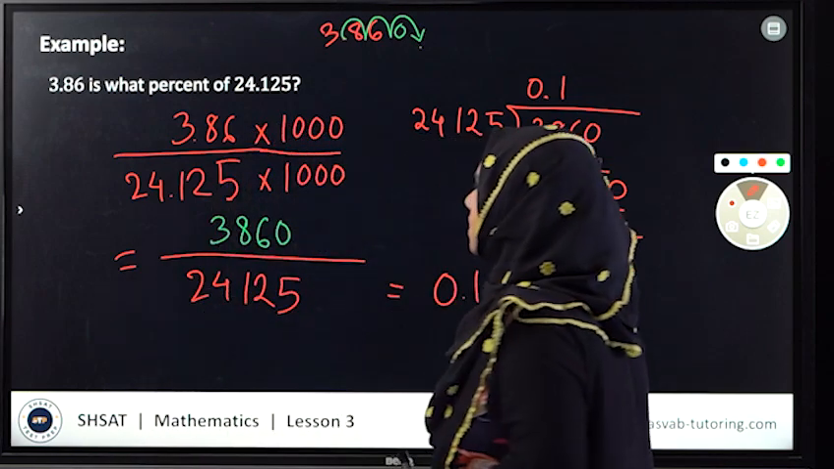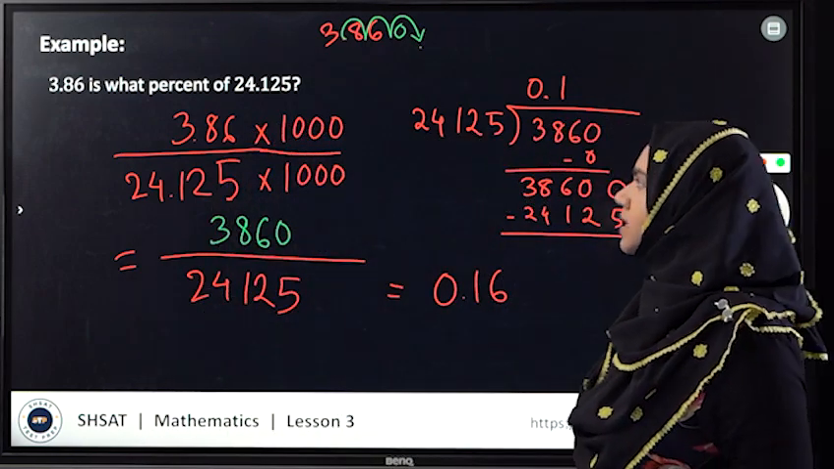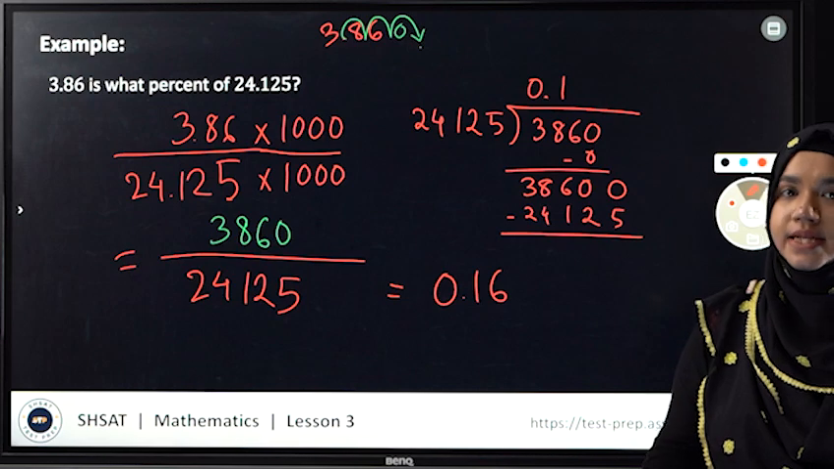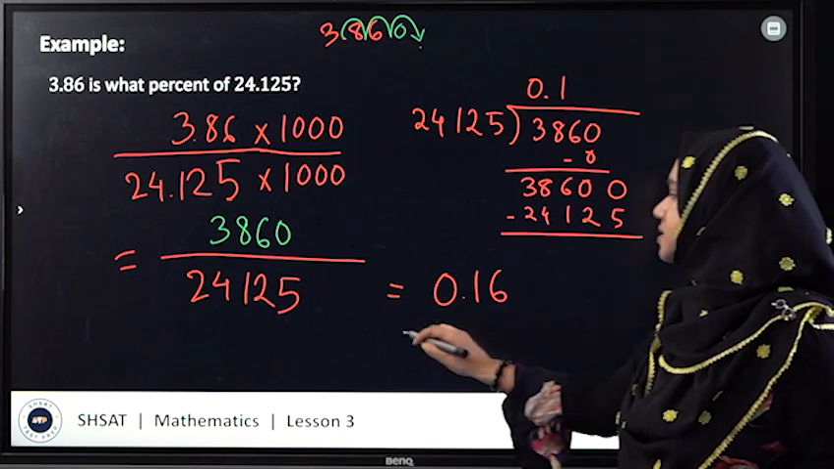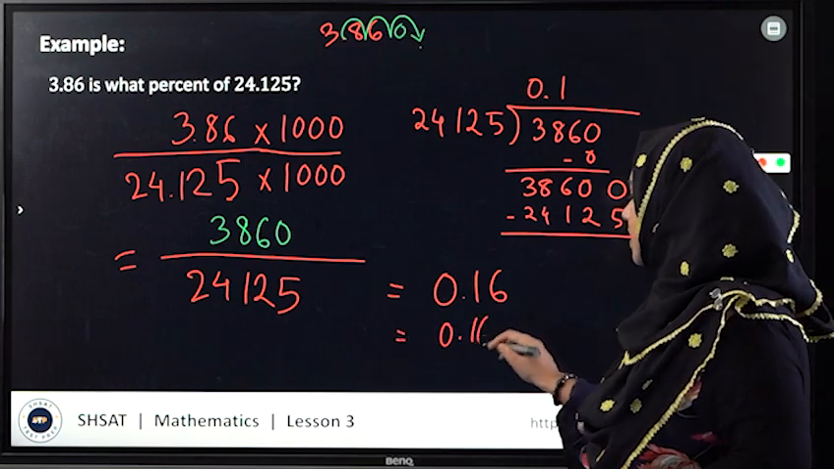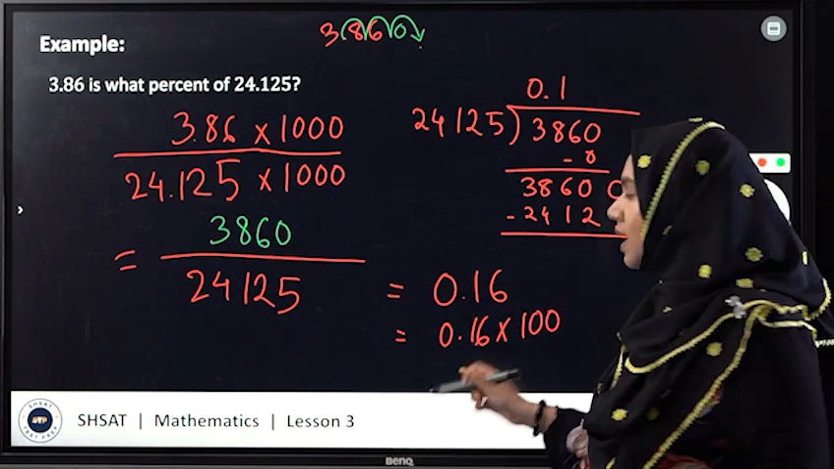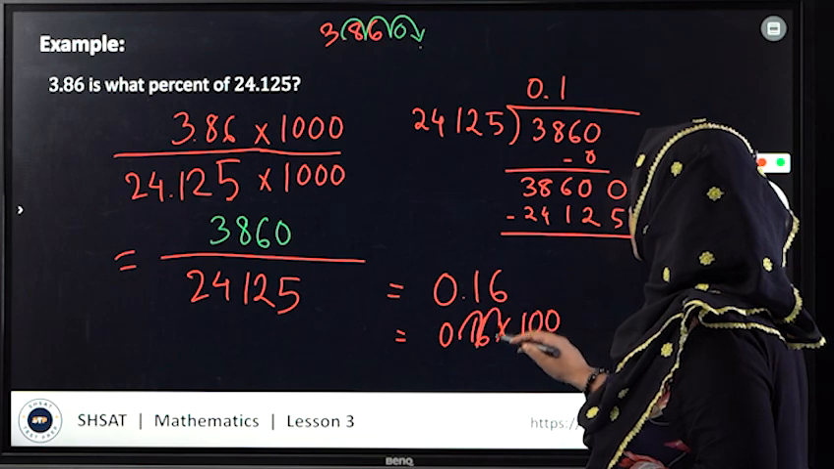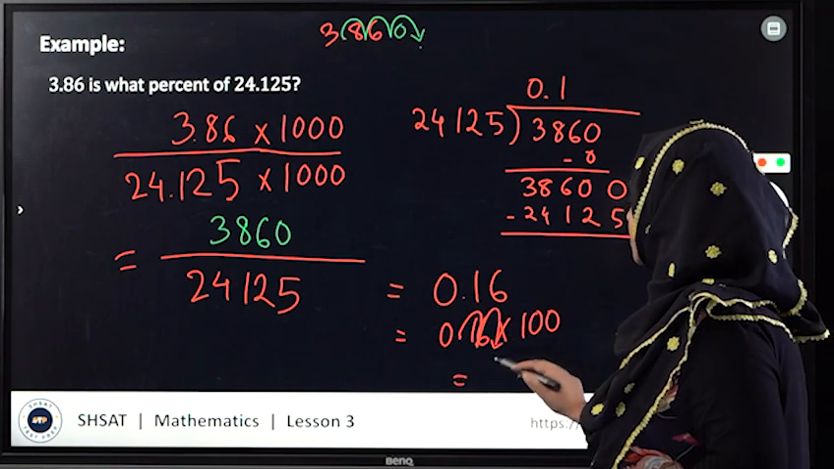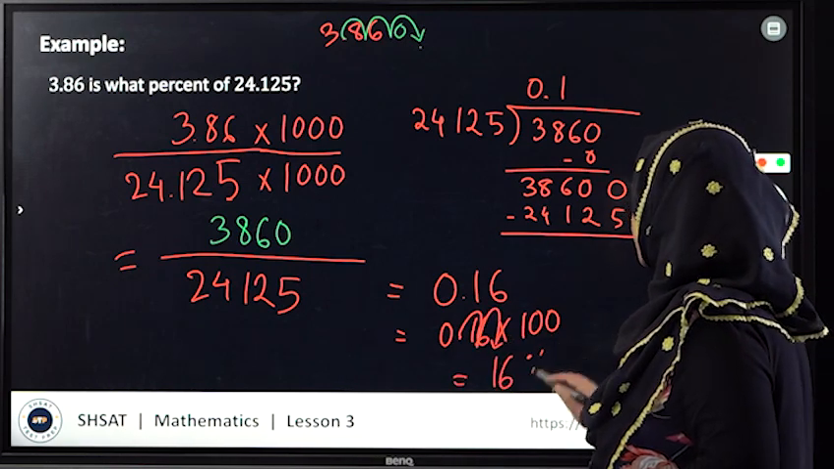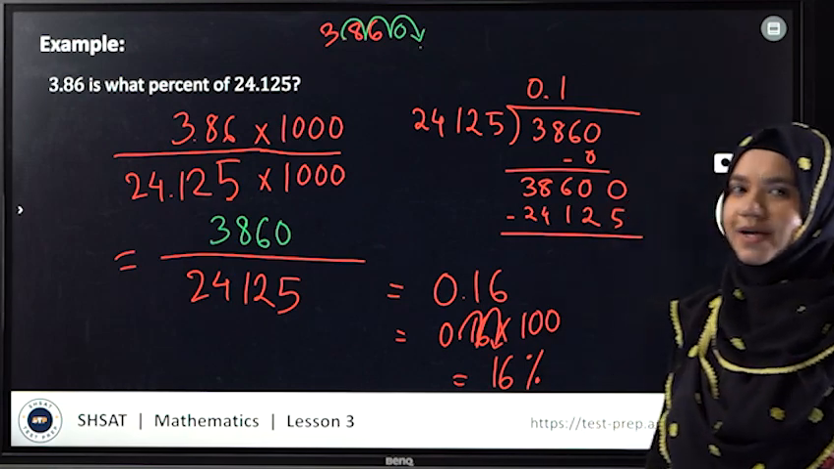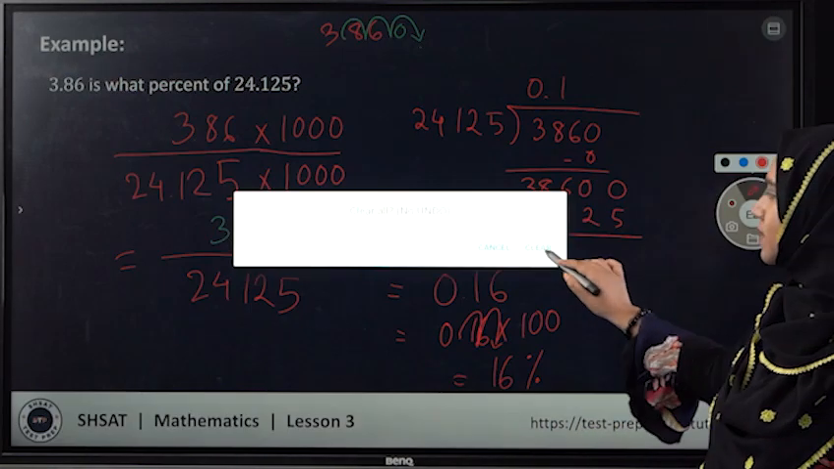The answer is 0.16. However, the question said, what is this in a form of a percentage? And as we've already learned, to convert anything to a percent, we need to multiply it with 100. And in doing so, the decimal goes 2 units to the right. So that means it's 16 followed by the percentage symbol. Okay? I hope you did get this one correctly.